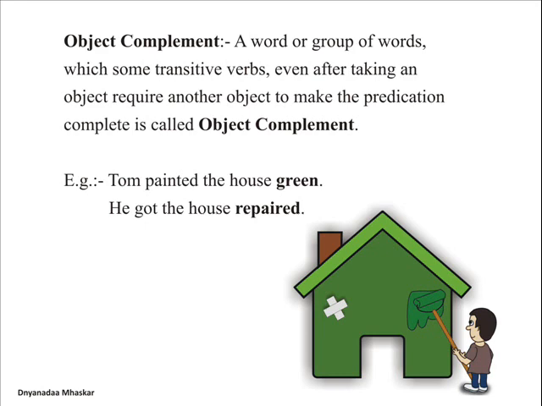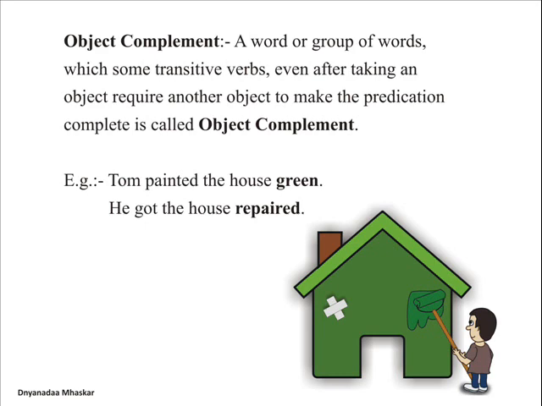Let us see two examples. Tom painted the house green. Tom painted what? The house. We have the object, but for painted, you need to tell the paint which was used to paint the house. So we have given another object, and that is green. So the house was painted in what color? Green color. Next one, he got the house repaired.